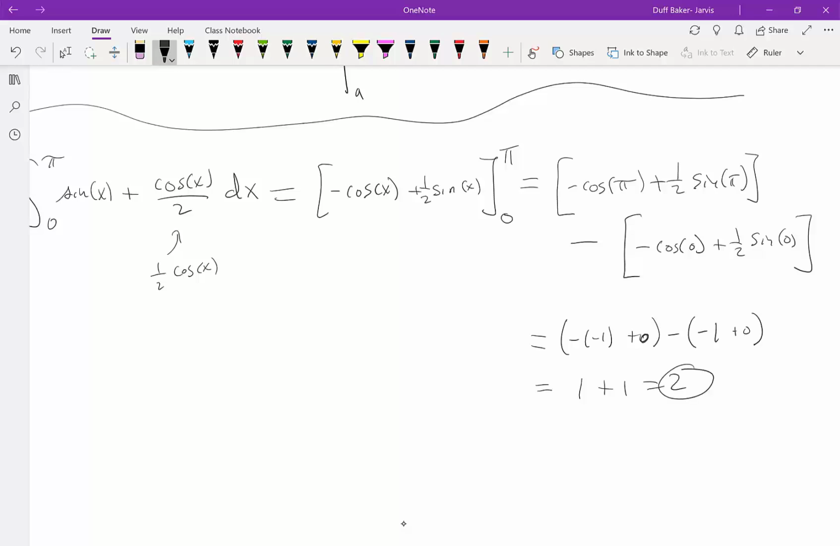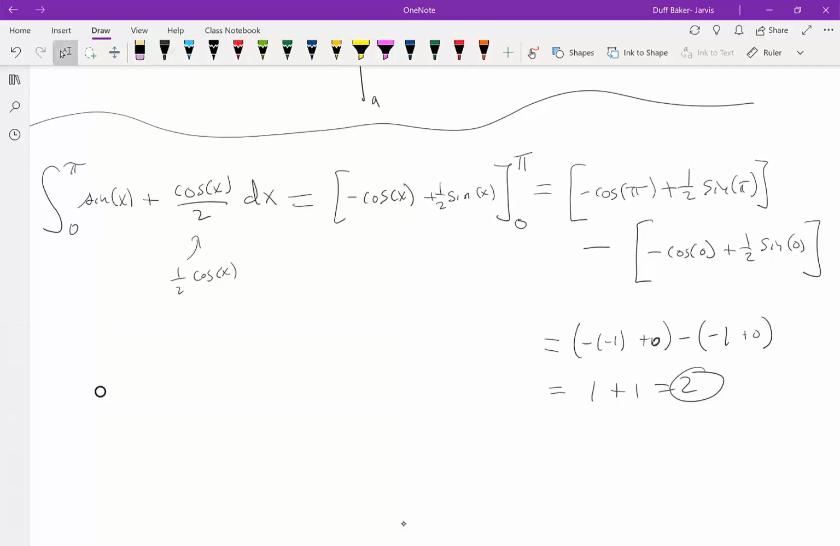So this means that the area under this sine plus cosine over 2 function between 0 and pi is actually just the number 2, right? So as long as the function's not super difficult, we can calculate areas just by figuring out the antiderivative. And that's one of the main powerful parts of the fundamental theorem of calculus. It says that areas can be computed by finding antiderivatives.